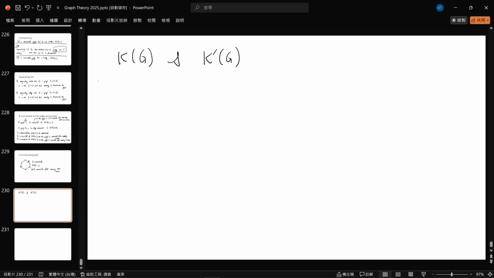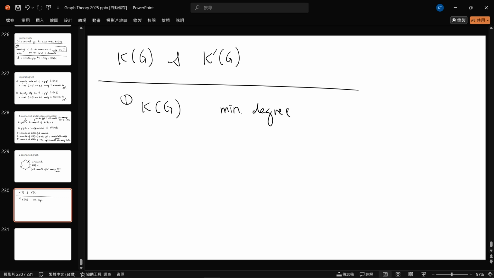Okay, so let's begin with two simple properties, okay? The first one compares kappa G and the minimum degree.